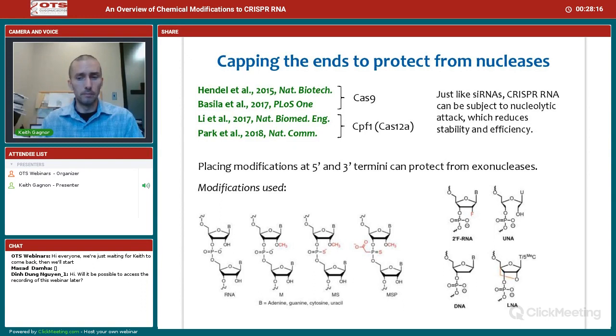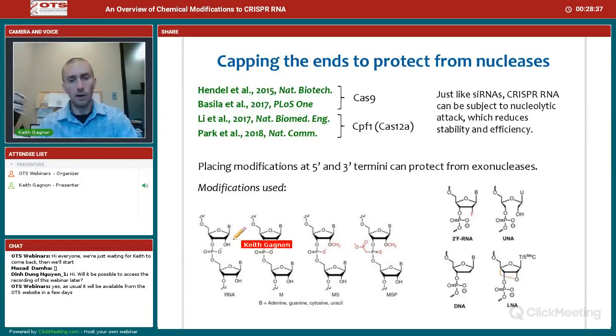In fact, the first official chemical modification of CRISPR RNA paper was Hendel et al. This came from Matthew Porteus's lab, and he collaborated with Agilent, and this is in Nature Biotech 2015. What they did is they incorporated modifications on the termini, with obviously the goal of protecting from nucleases. Shown here at the bottom are the 3 modifications they used: 2'-O-methyl, 2'-O-methyl with a phosphorothioate, and 2'-O-methyl with a 3'-thioPACE modification.